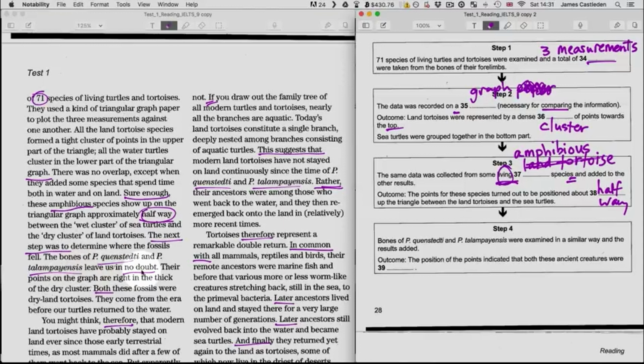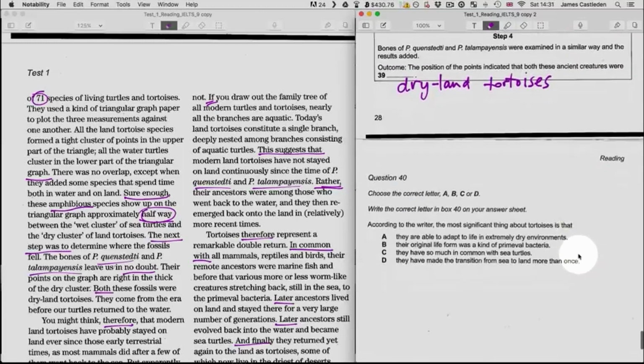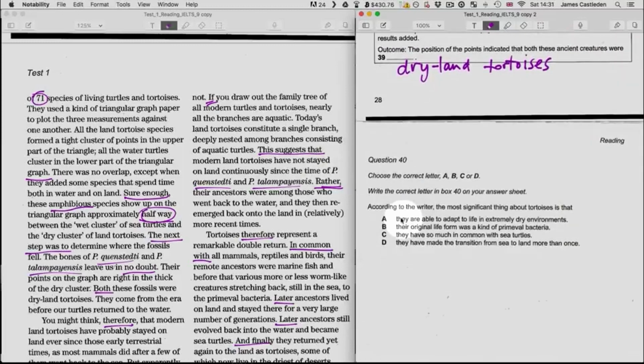leave us in no doubt. Their points are right in the thick of the dry cluster. Both these fossils were dry land tortoises. Dry land tortoises. Dry dash land tortoises. Last one. 8 minutes to go.